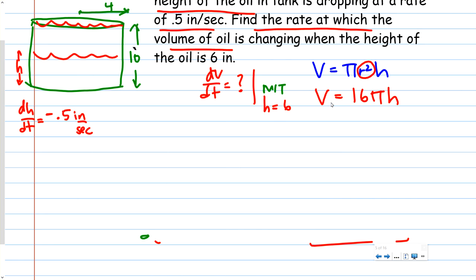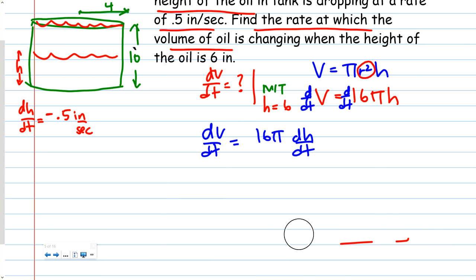All right, so now I'm going to do d/dt of both sides. What's the derivative of V, guys? dV/dt. What's the derivative of 16 pi h? 16 pi, but don't forget dH/dt. So 16 pi, but we have implicit differentiation going on.